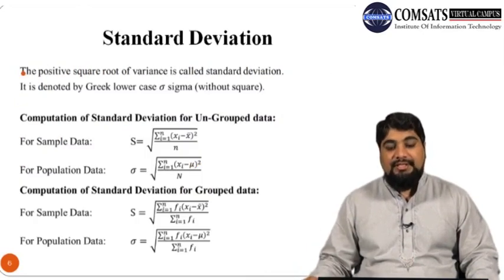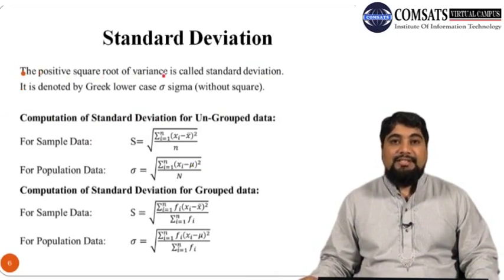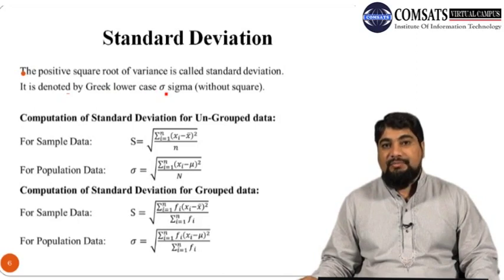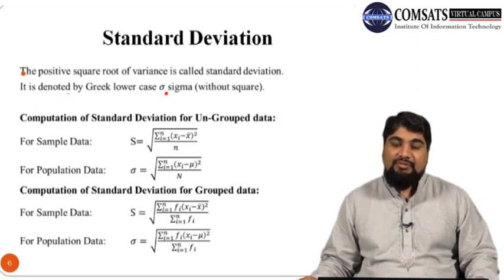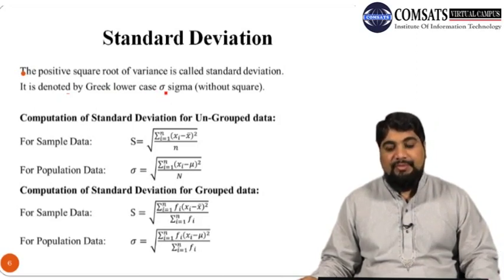So now let us discuss the standard deviation. The positive square root of variance is called standard deviation. So just taking the square root of variance and considering only the positive square root, we get standard deviation, and it is denoted by Greek lowercase sigma. So variance is denoted by sigma square. Taking square root of sigma square, we get only sigma, because square will be cancelled with square root.